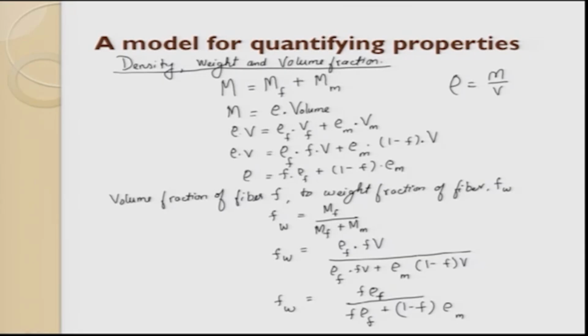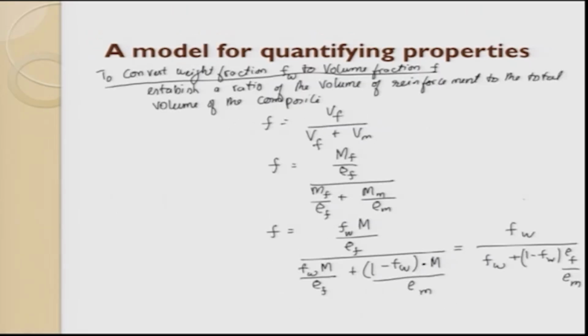And then we have moved from volume fraction of fiber, VF, to weight fraction, WF. How do we get it? Then we have gone from weight fraction to volume fraction. That also we have done. So by this derivation, we will be easily able to find out the relationship between the two. So now let us keep moving further.